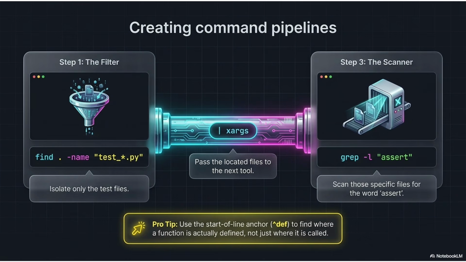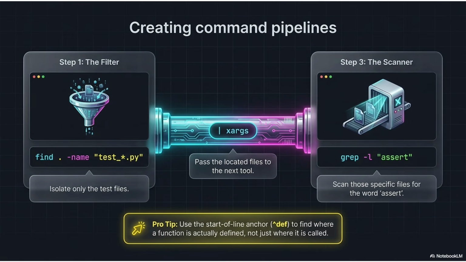Step 3, the scanner. grep -l assert searches for files containing the word assert and returns the file names that contain it. This is a two-stage narrowing operation. First, find the right files, then search inside only those files. This is dramatically faster than searching everything when you already know the file category you care about.